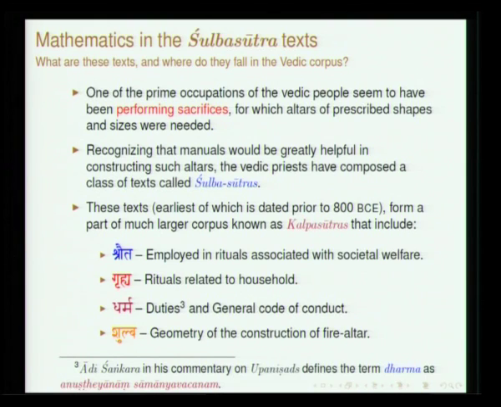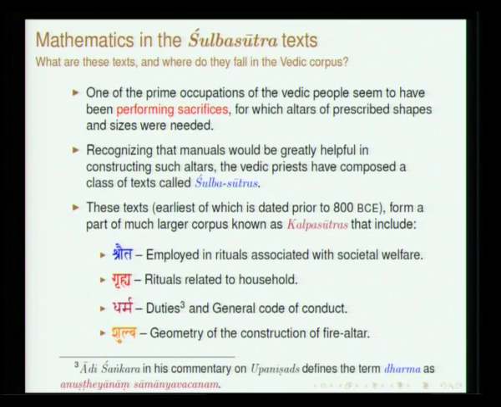In fact, Kalpa Sutra includes Shrauta Sutra, Grihya Sutra, Dharma Sutra and Shulva Sutra. Shrauta Sutras are aphorisms which have to do with certain rituals which are done for societal welfare, such as Yagas. Grihya Sutras have to do with the rituals which are performed in the household. Certain texts guide the performance of these things, and they are referred to by these names.